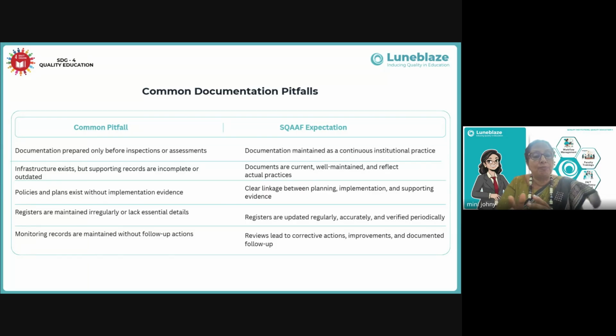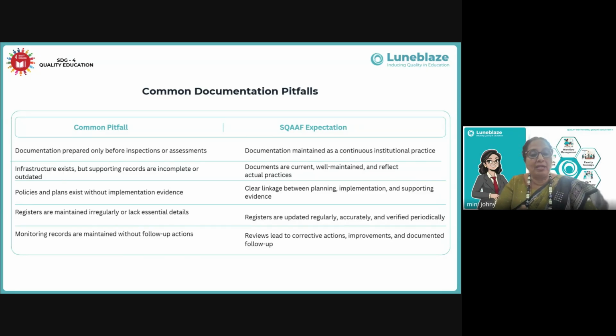Another pitfall is policies and plans that exist without implementation evidence. We can see the policy very clearly. We can see it is well planned, but registers are not updated, with no evidence and no clear linkages between planning, implementation, and supporting evidence. There should be a link, a connection. Registers are maintained irregularly or lack essential details. But the SQAAF expectation is to update regularly, accurately, and verify periodically.